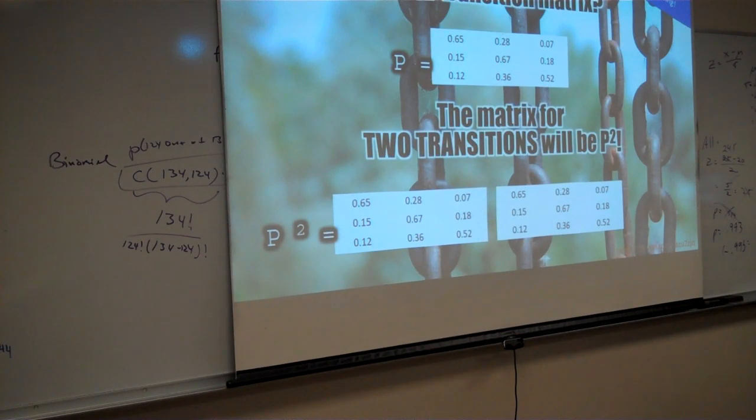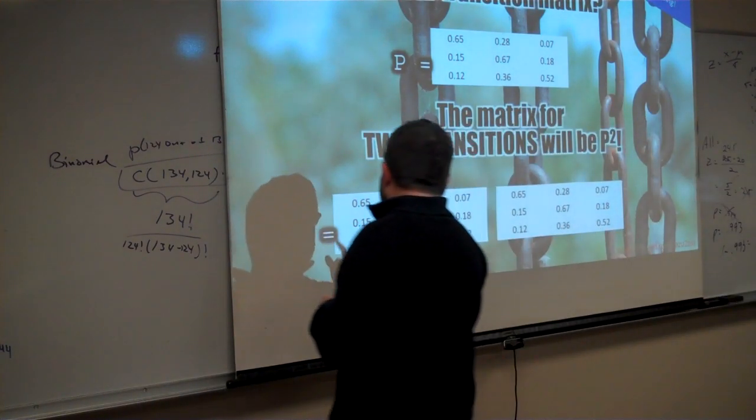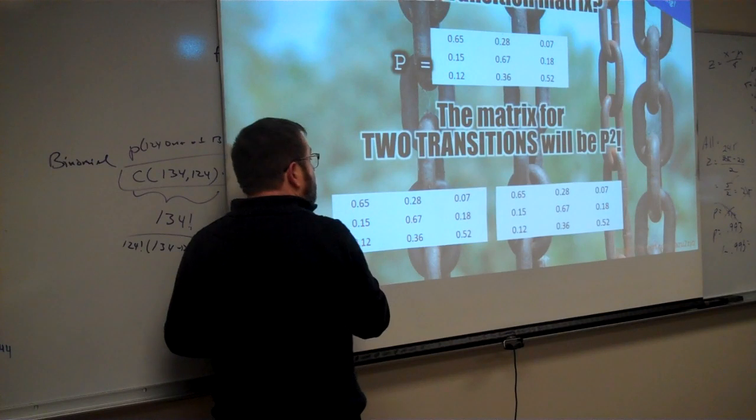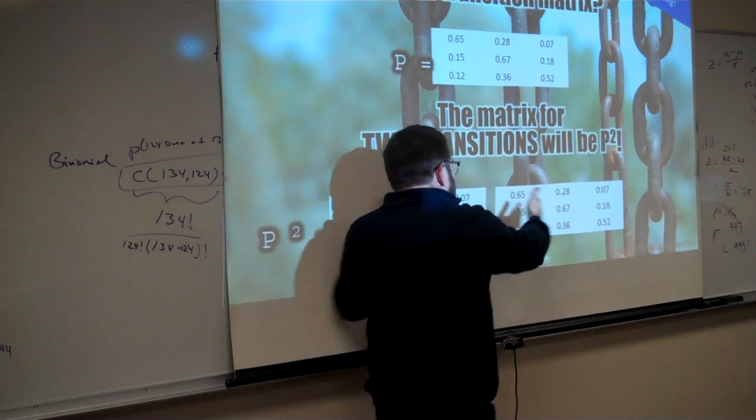And all we had to do was raise these matrices to powers in order to get, well, what would the grandchildren's probability matrix be? Now, by raising it to a power, I don't mean taking the numbers in here and squaring them. I mean we have to do matrix multiplication here.